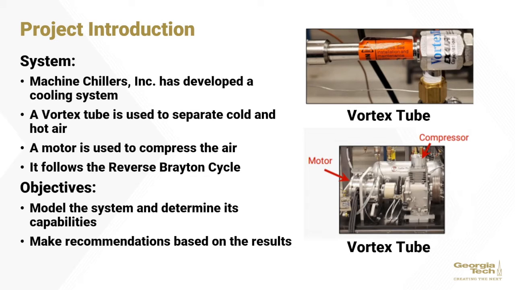Project Introduction. Machine Chillers Incorporated has developed a cooling system which uses a vortex tube to separate cold and hot air, and a motor as a compressor. The cooling system operates using the reverse Brayton cycle. The objectives are to first model the system and determine its capabilities, and then make recommendations based on the results.